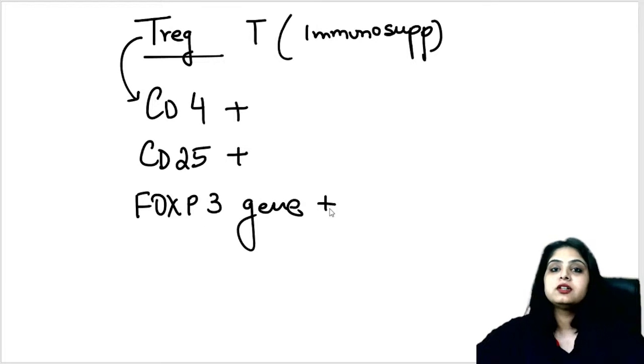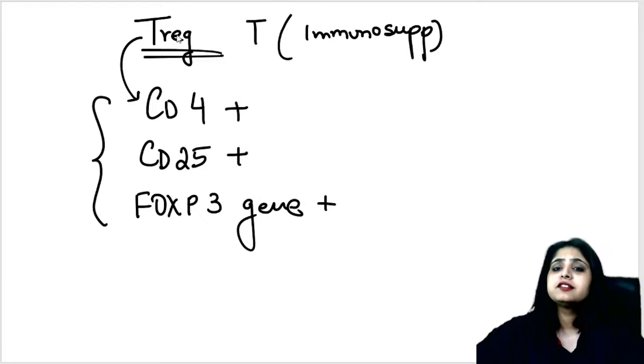Okay, everyone? Yes, Dr. Arun, perfectly correct. Is this okay? Done. CD4, CD25, FOXP3 gene, and this is the only T cell which suppresses our immunity. Rest all the T cells, they increase or they fight for our immunity, right?